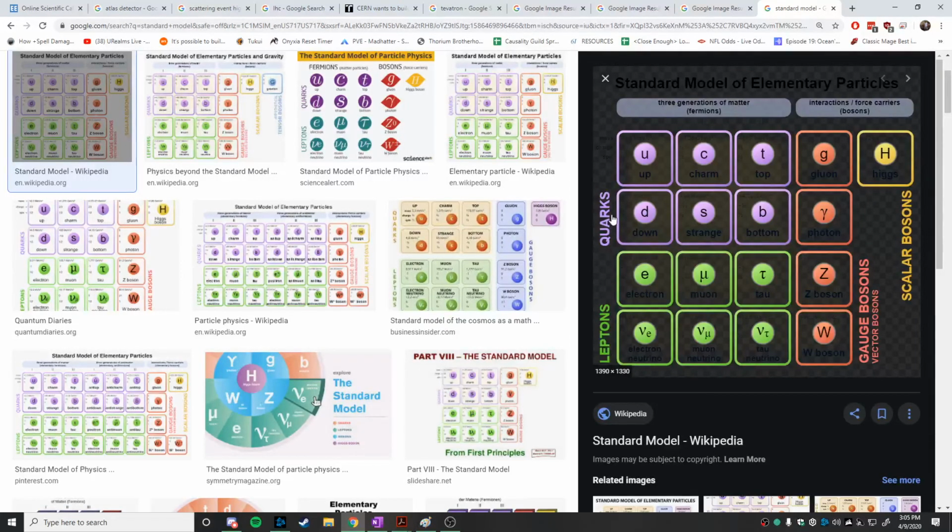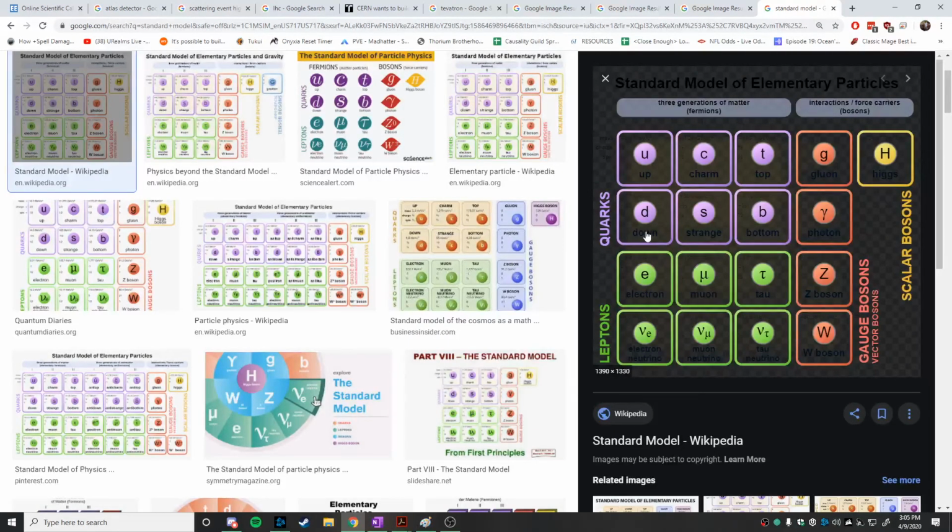We organize them into leptons and quarks. Quarks are right there. There are 6 quarks: up, down, charm, strange, top, bottom. Sometimes these are called truth and beauty, but usually top and bottom. You'll notice there are 3 generations. They get heavier as you go from left to right.